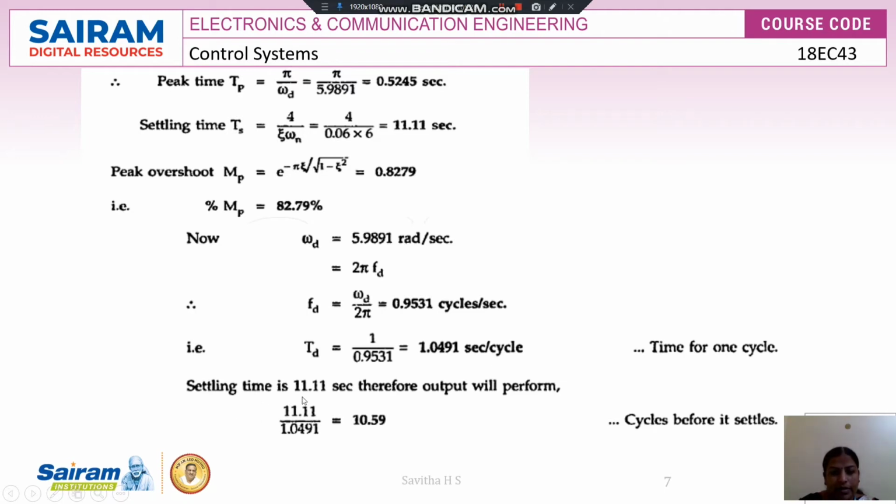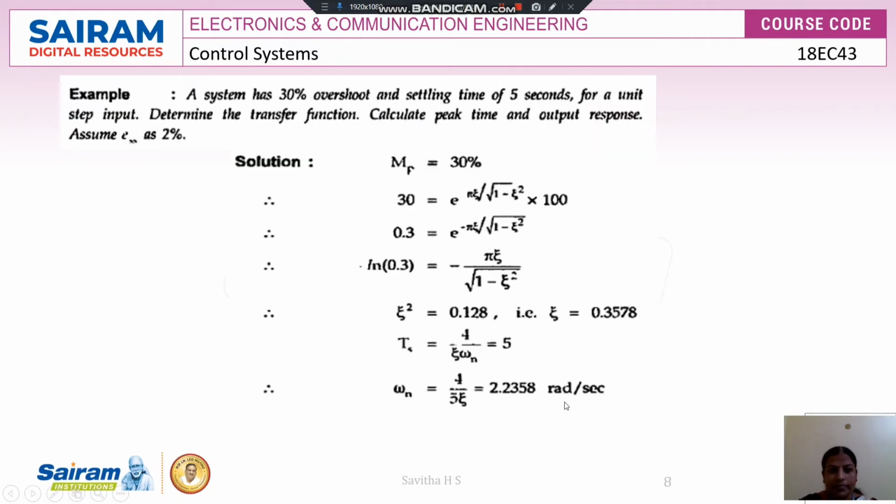So settling time is 11.11. Therefore, the output will perform, that is, settling time we already got as 11.11. So settling time 11.11 divided by Td, that is 1.0491, which is the delayed time. If I calculate this value, I'll get 10.59. That is the number of cycles before it settles.